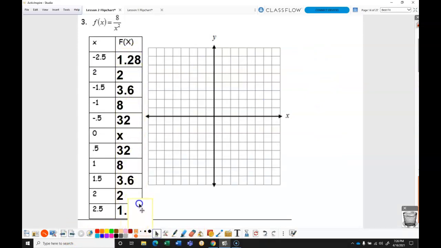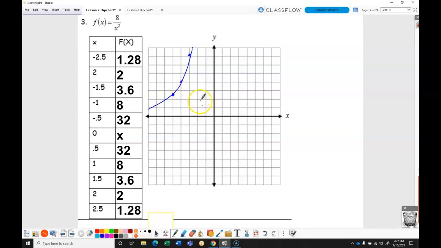what we're doing is increasing the numerator. Okay, so if I increase the numerator, I'm going to negative 2.5, and this time I'm going 1.28. Okay, and 2 goes to 2. And negative 1.5 is 3.6. So it looks like the same thing happened that happened with the x to the first power in the denominator.